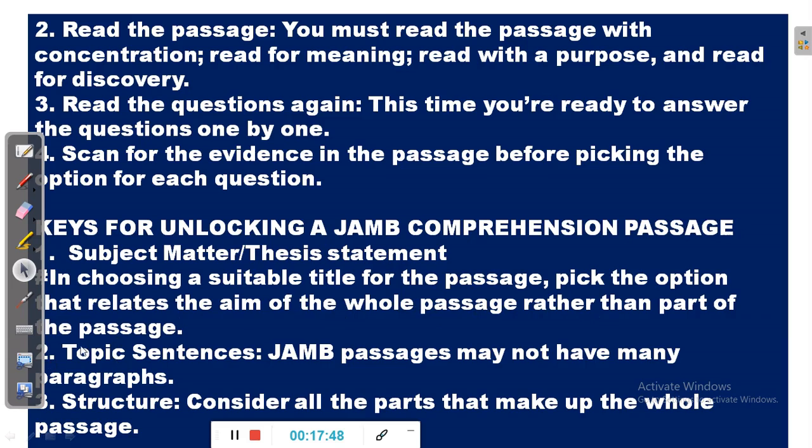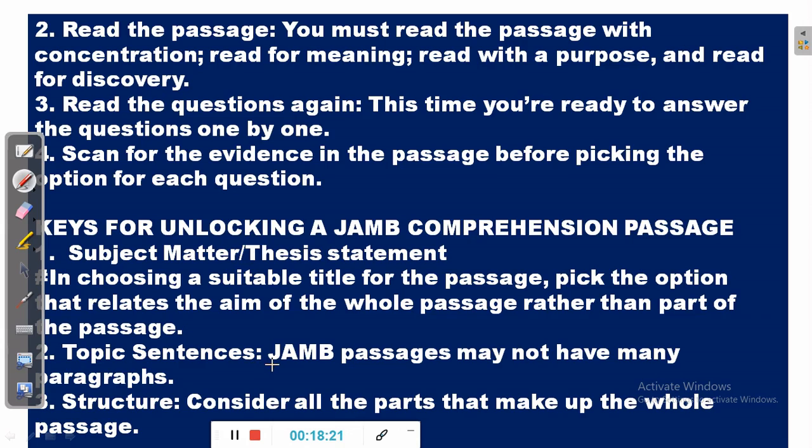Now, the second key for unlocking a Jamb comprehension passage is what we call the topic sentences. Topic sentences are the main ideas of the paragraphs. Each paragraph contains one topic sentence which contains the main idea. It's similar to the thesis statement, but what the thesis statement is for the whole passage is what the topic sentence is for each paragraph in the passage.